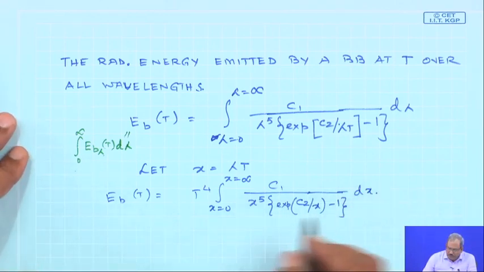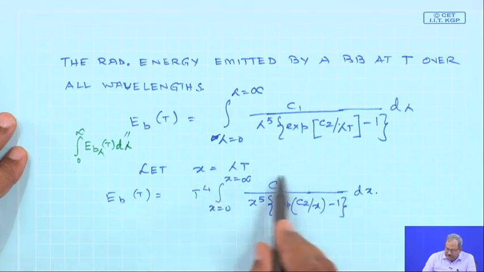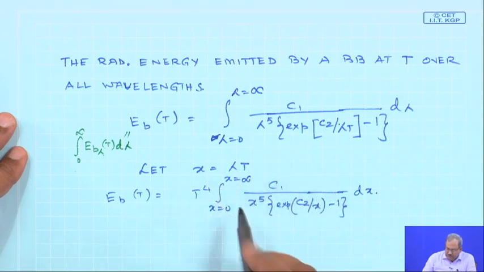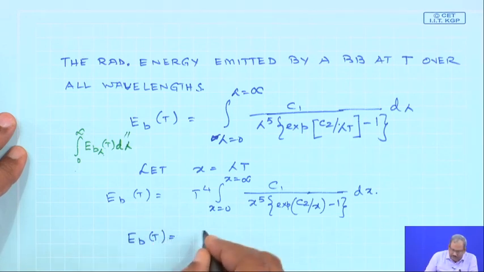And when you perform this integration, since it is a definite integral, once you evaluate the integral, it is simply going to be a constant, and this constant is expressed as sigma, and you have E_b T equals sigma T to the power 4.